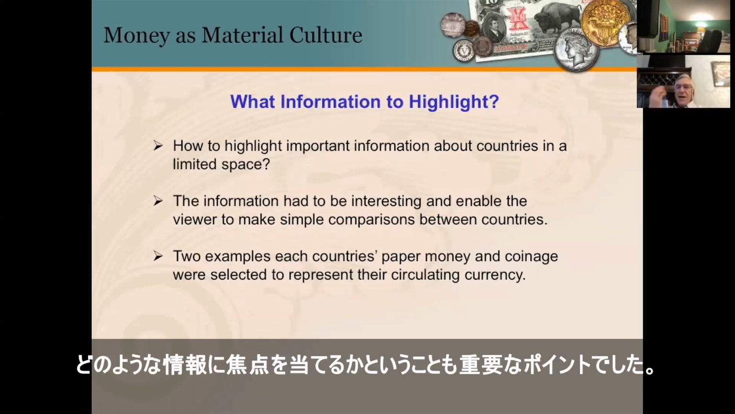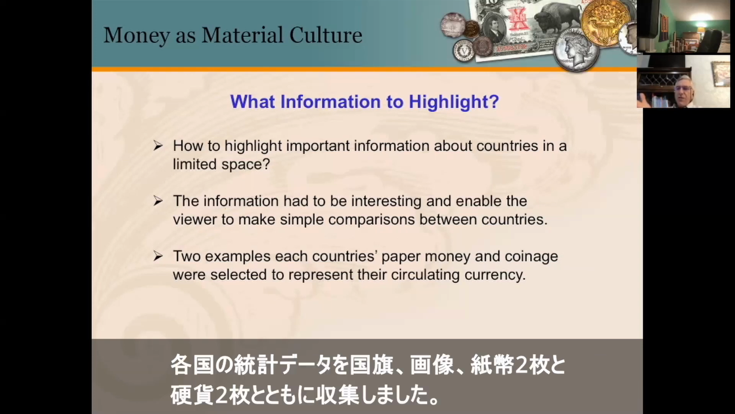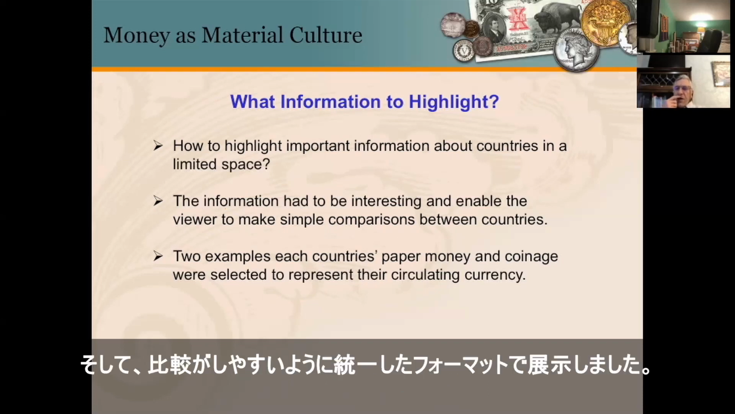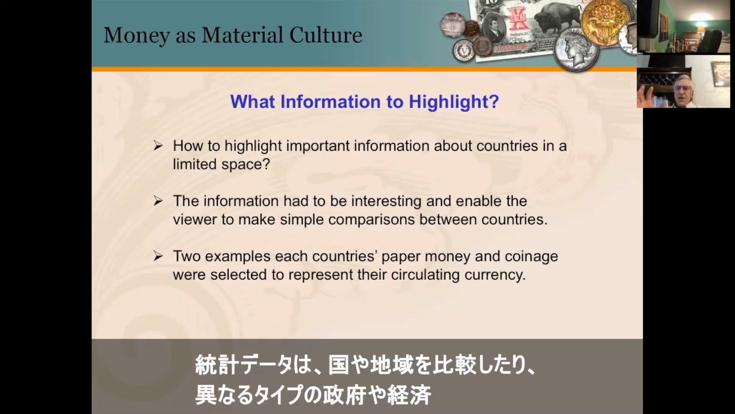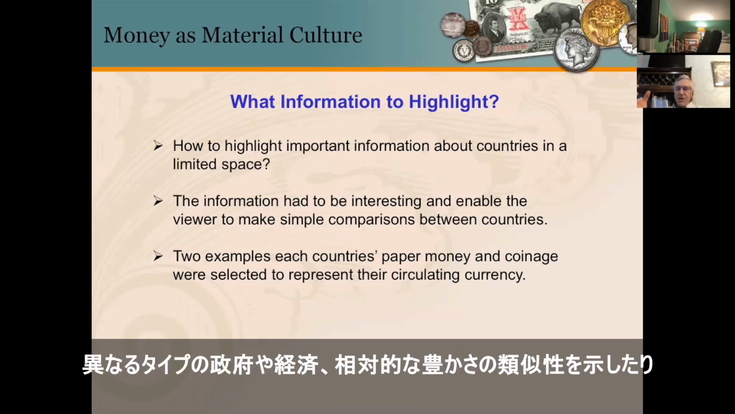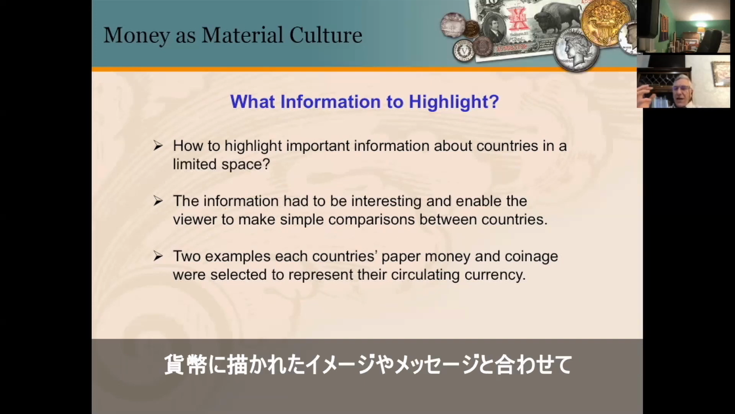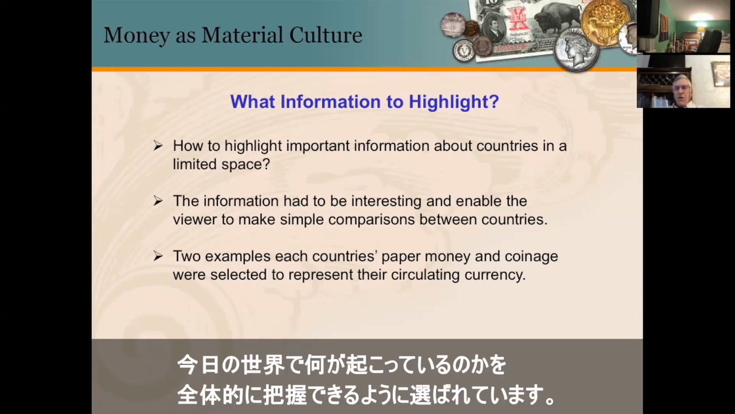Determining what information to highlight was also an important aspect here. Statistics were gathered for each country along with the national flag, a selection of images, and 2 examples of each of 2 banknotes and 2 coins for each country. The information was presented in a standardized format to make comparison between countries easier. The statistics were chosen to allow visitors to compare nations and regions and to draw parallels between different types of governments, economies, and relative wealth in conjunction with the images and messages presented on the money itself to get an overall view of what is going on in the world today.